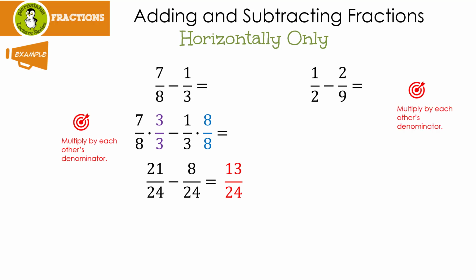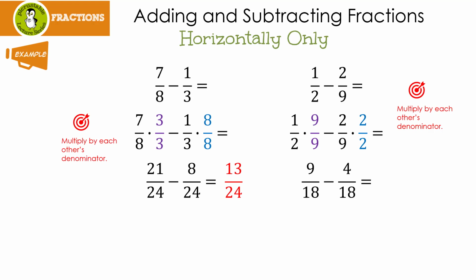Let's look at the next one. Once again, I'm going to multiply by each other's denominator. So I'm taking 1/2 times 9 over 9 minus 2/9 times 2 over 2. When I multiply, I have 9 over 18 minus 4 over 18. Common denominator is fantastic. I'm going to subtract 9 minus 4, which is 5, and we keep the common denominator of 18. 5 over 18 doesn't reduce, so we're done. Now tell me that wasn't super easy.